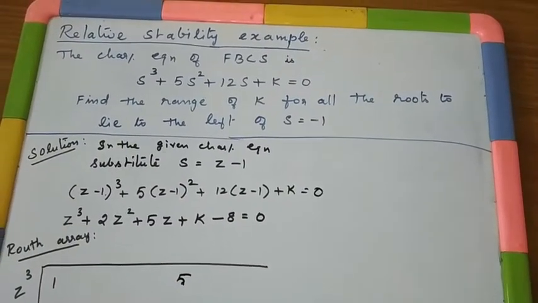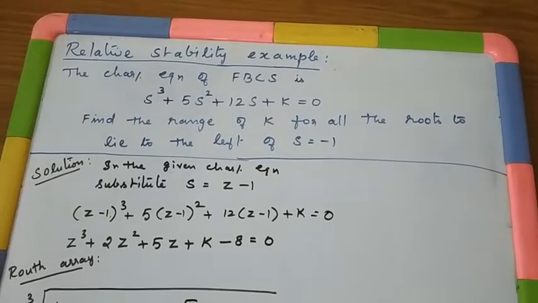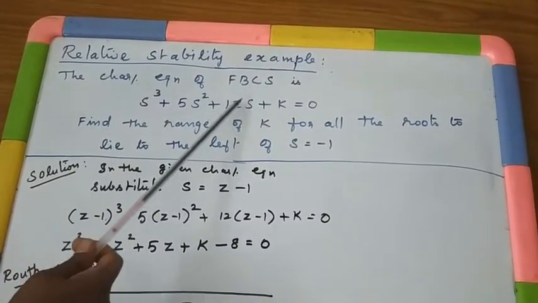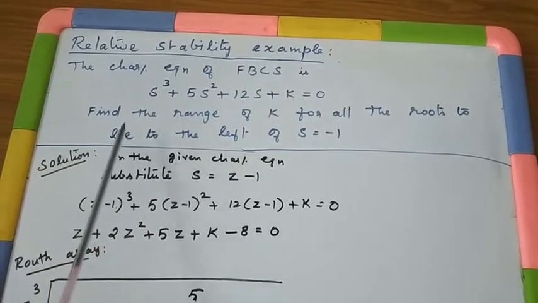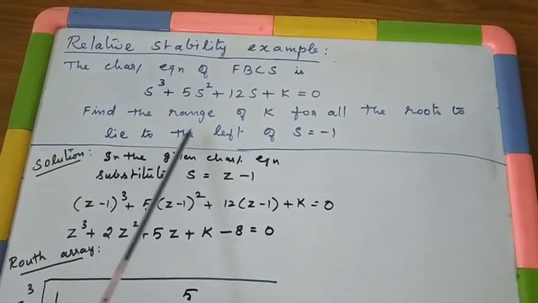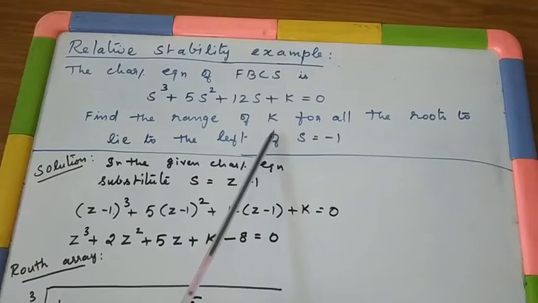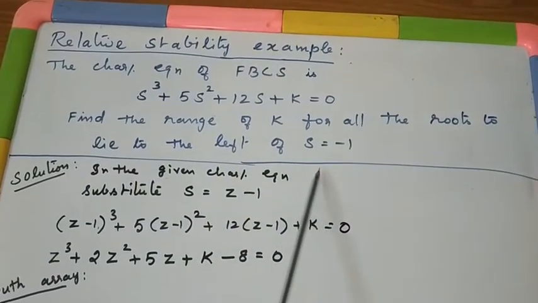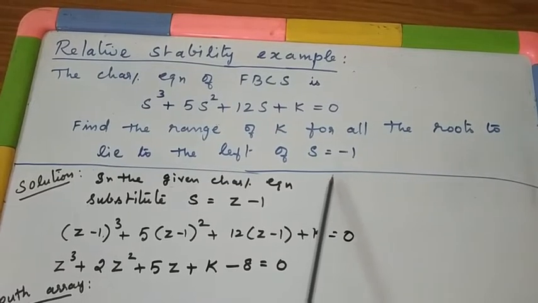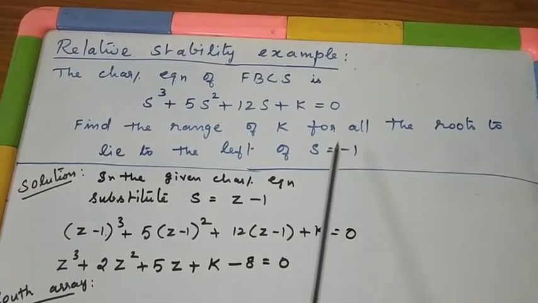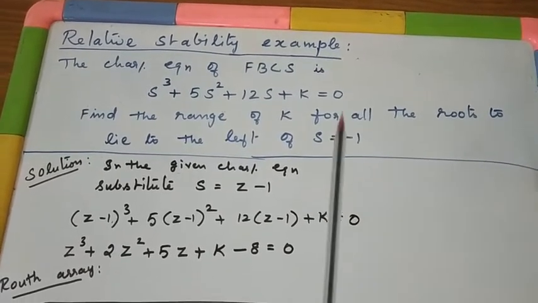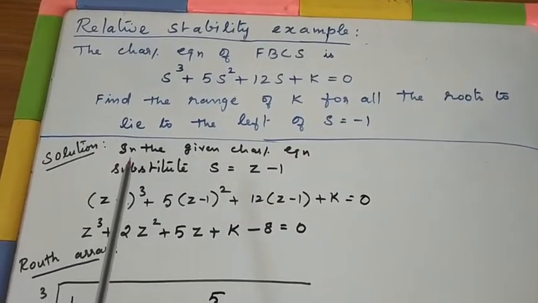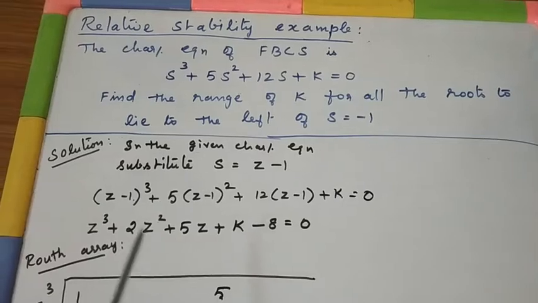Let us see one more example on relative stability. So here the characteristic equation is given for a feedback control system. For this given system we have to find the range of k, the system gain, for all the roots to lie to the left of S is minus 1. So the new axis Z is placed at S is equivalent to minus 1, and left of that new axis, we check whether the given system is stable or not. That is what we need to do.